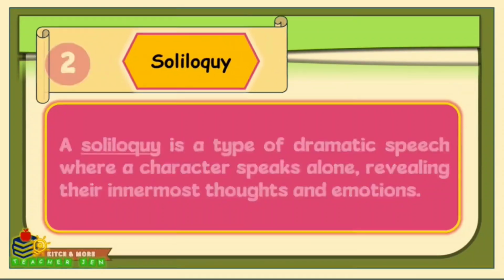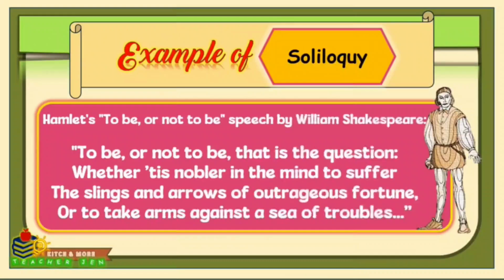For example, in Hamlet's famous speech, "To be or not to be," Hamlet is thinking about life and death. He's asking himself whether it's better to keep living with all the pain or to end it all. It's emotional, reflective, and very powerful. It lets us hear the raw, real thoughts of a character that they might not say aloud to anyone else.